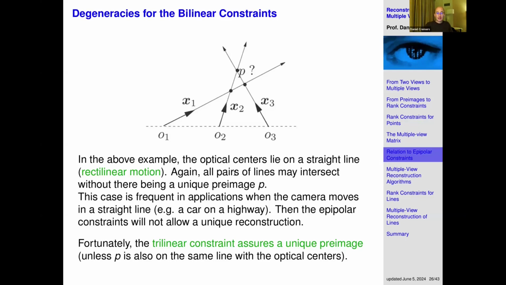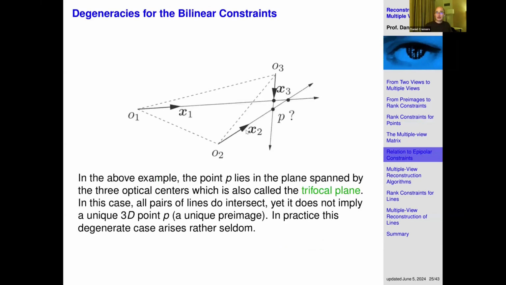So this is a case where the point P and the optical centers again live in the same plane, and that is not so rare. It happens when, say, a car moves on the highway, when an object moves in a straight line. And then for these cases, the epipolar constraints will not allow a unique pre-image, both in this case and in that case. Right, so this is rare because it means only very specific points will fall into this category.